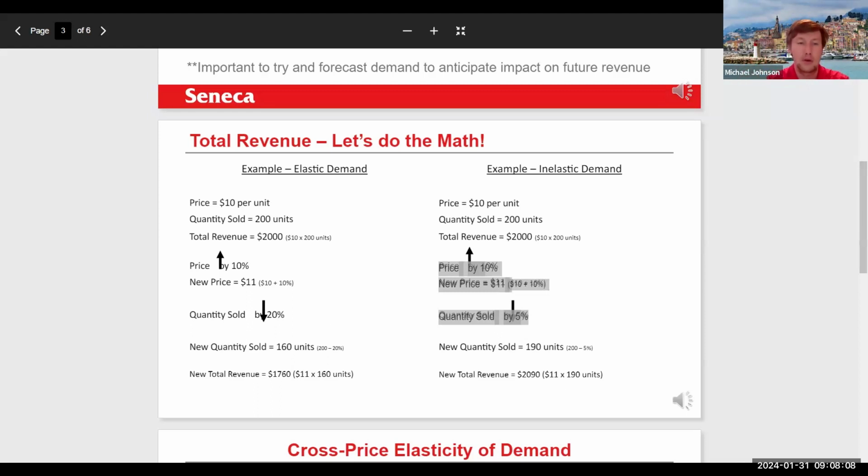So I'll ask, what are some examples of inelastic goods? Food, yes. We need food to survive, so it'd be inelastic. Water, yes. We need water to survive, so it's inelastic. Electricity, yes, we need electricity to survive, really. So it's inelastic. Medicines, yes, we need medicines to survive. So it's inelastic. Pharmaceuticals, yes, it's inelastic. We need it to survive.